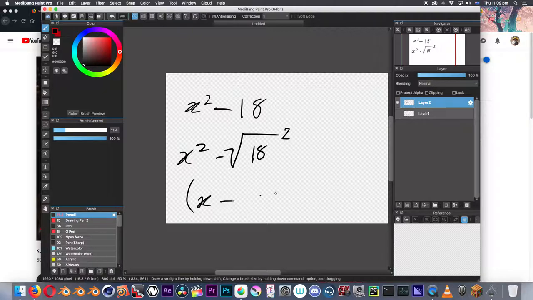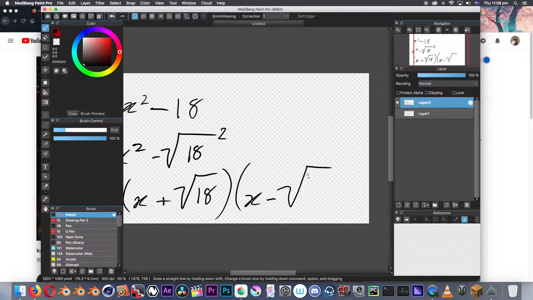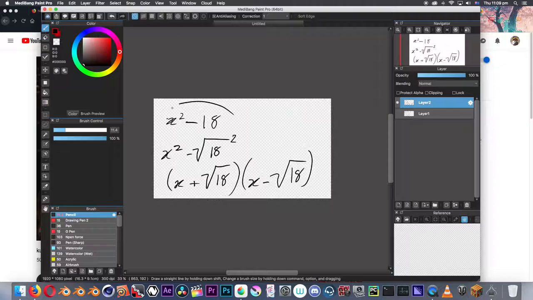So x minus, actually you can do it plus, it doesn't matter which way you do it. Another squared, and another bracket. Make sure it's a negative, make sure it's the opposite. Oops, run out of space. Root 18. And there we go, we have successfully factorized this little difference of two squares. I don't know what it's really called.